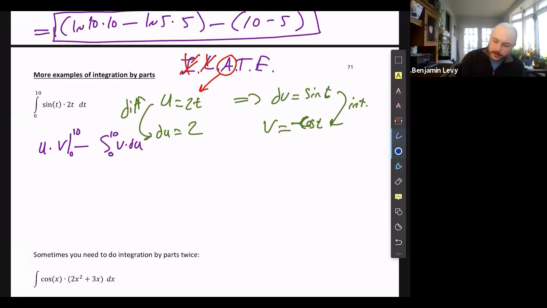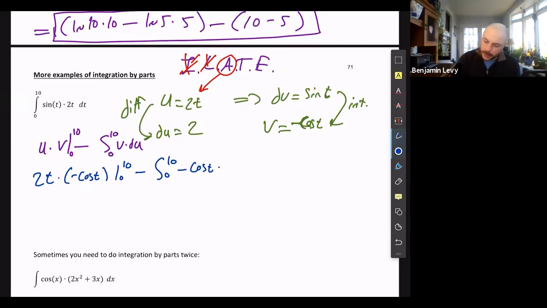All right, so that uv ends up being, let's see, u is 2t, v is minus cosine from 0 to 10, and then v du, minus cosine, let's see, times 2. How's that look?